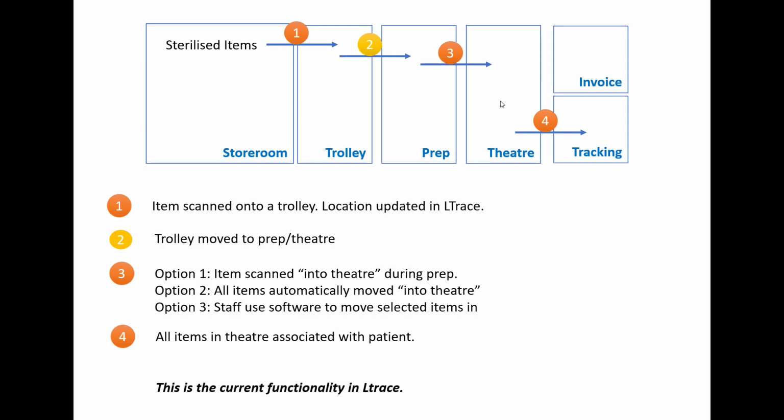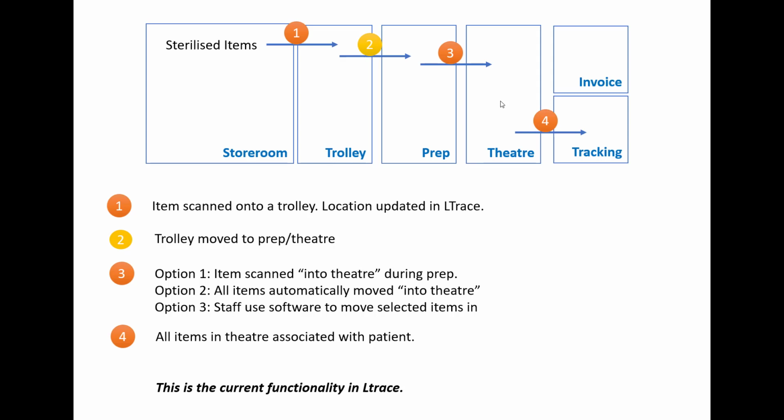Another option is to move all items automatically into theatre. Now, that's much faster than scanning one at a time. But then it has the disadvantage that it's automatically assuming everything's in theatre, and then before the end of the procedure, you're going to have to scan items out of theatre. Or the third option is where there's no scanner, or for whatever reasons, staff can manually move items from the trolley into theatre, and that's typically not done.